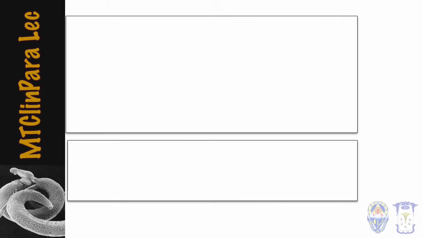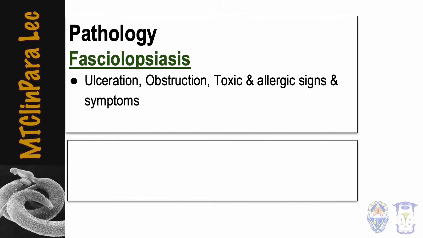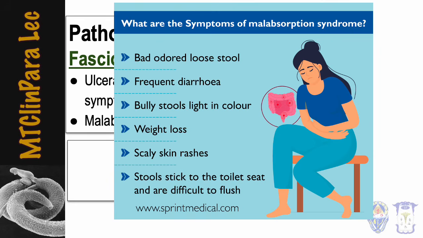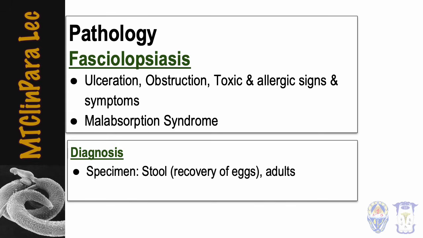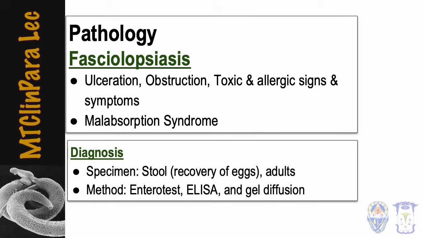For the pathology, general signs and symptoms of ulceration, obstruction, and toxic or allergic signs and symptoms are common for this parasite. This causes malabsorption syndrome, just like in this picture, characterized by bad-odored loose stool, frequent diarrhea, and so on. For the diagnosis, the specimen is still stool, and adults can be acquired through enterotest or surgical exploration. The methods are still ELISA and gel diffusion testing.